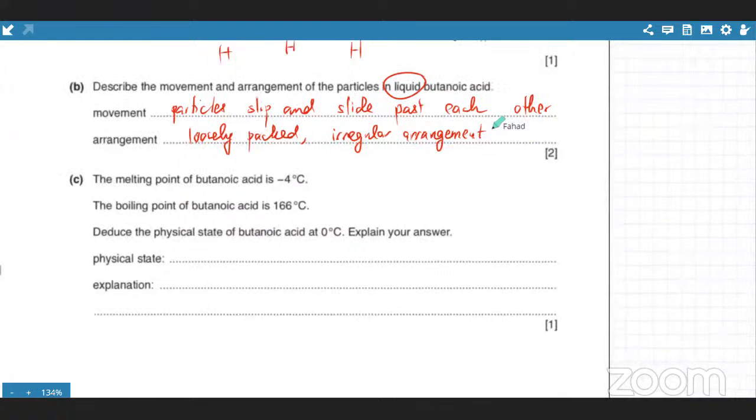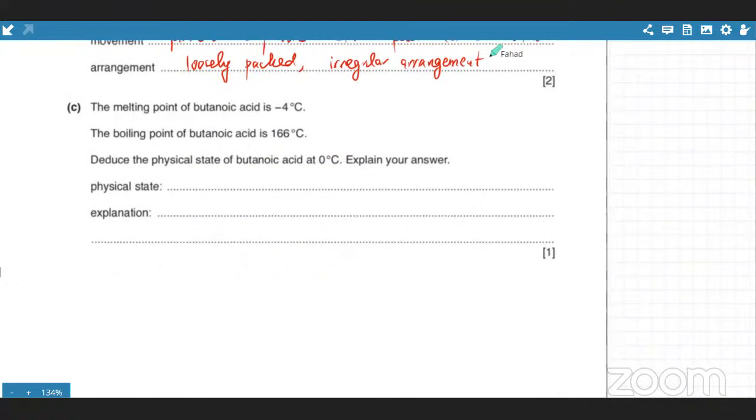Part C: the melting point of butanoic acid is -4 degrees centigrade. The boiling point of butanoic acid is 166 degrees centigrade. Deduce the physical state of butanoic acid at 0 degrees centigrade. Explain your answer. Remember, if the temperature is between the melting and the boiling point, which in this case 0 degrees centigrade is, somewhere in the middle, the substance is going to be in the liquid state at that point.